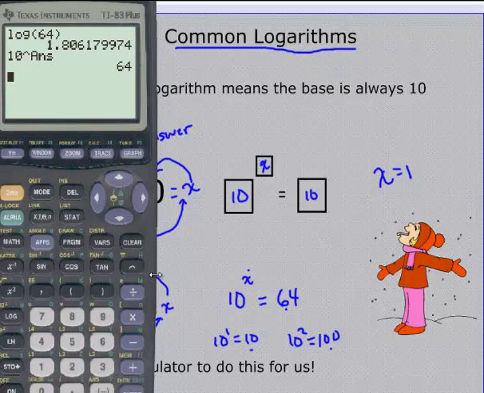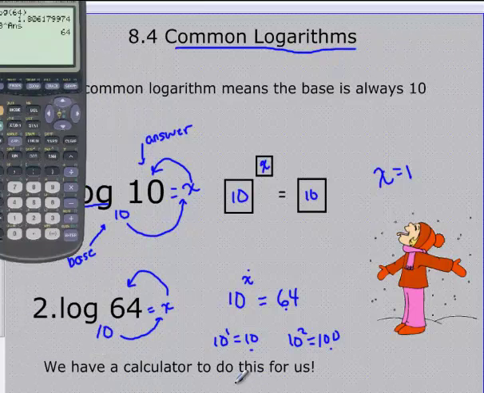So our answer for problem 2, x is approximately 1 point, and then we'll round to whatever the problem tells us to round to. So yeah, this homework can all be done on the calculator.